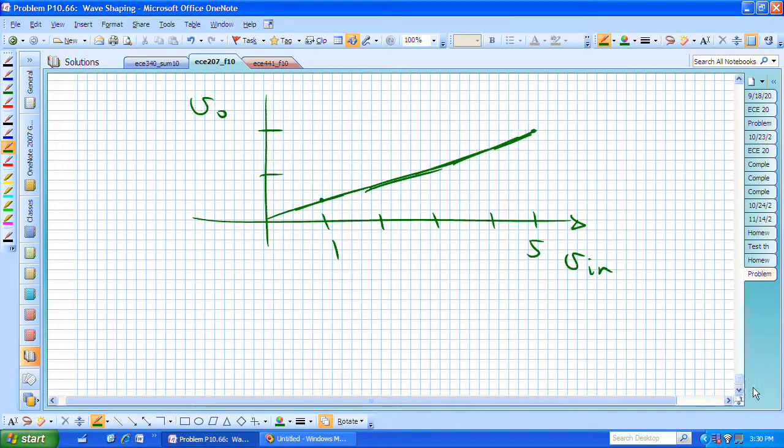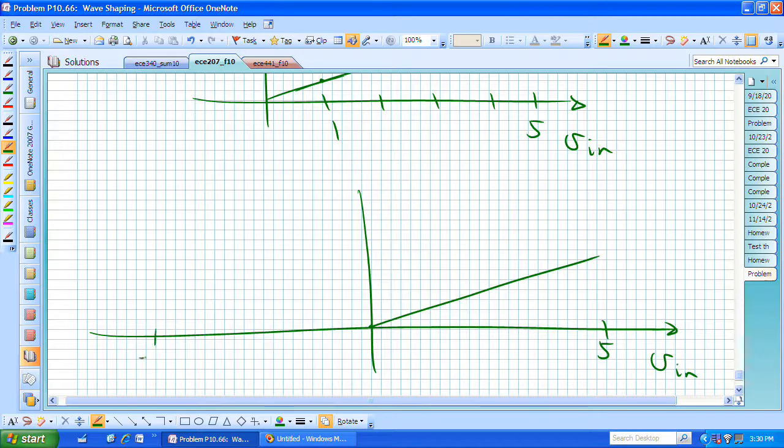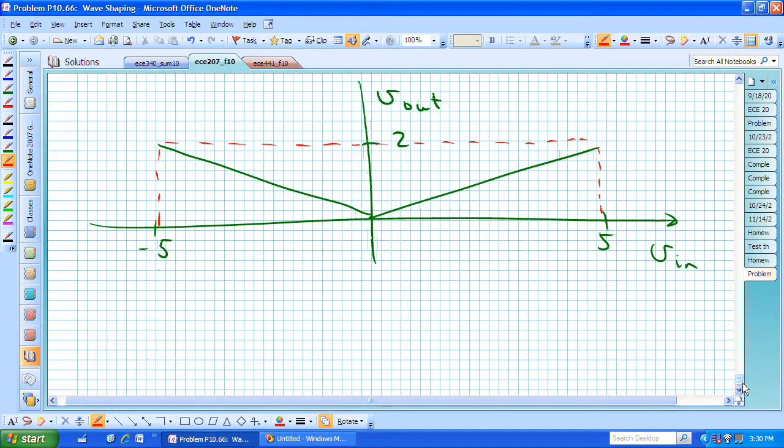If we combine what we had when V in was negative with this analysis when V in was positive, we now have the answer that maybe you already knew for the transfer relationship between V in and V out. If we put in anything between 0 and minus 5, we get something out between 0 and 2. If we put in a positive V in between 0 and 5, we get a positive V out between 0 and 2. And that's the answer to this particular problem.